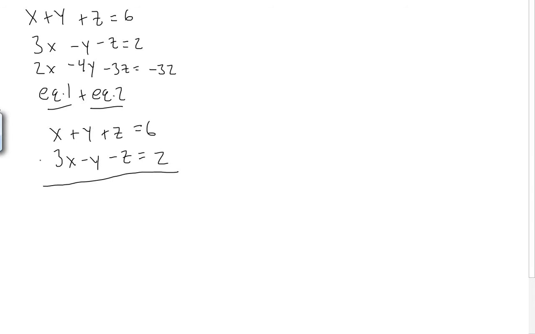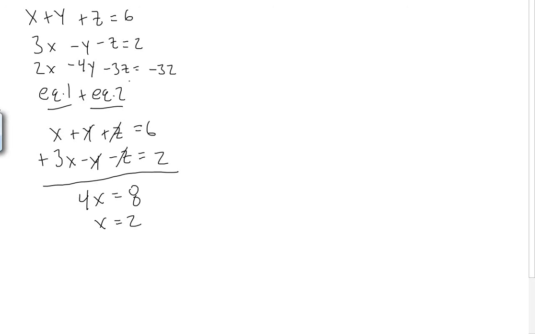When I add vertically, something nice really happens. What I end up with is not only the z's eliminating, but the y's also eliminating, so that 4x equals 8. If I divide both sides by 4, I get x equals 2, which is a great start. But I can't just plug that in and solve for y or z because I don't have another equation in 2 variables. So I still got to take a different pair and eliminate z again.